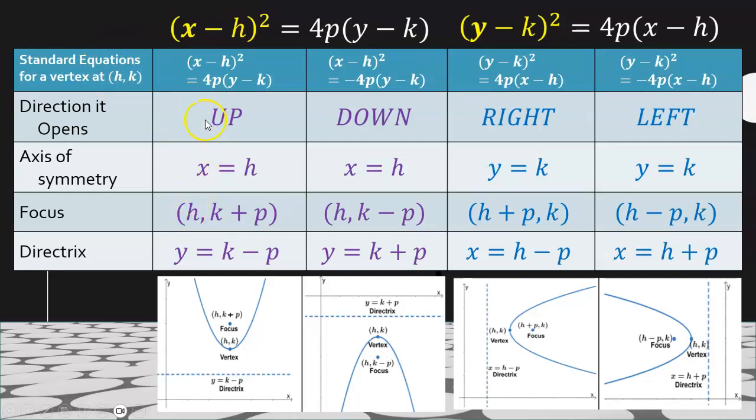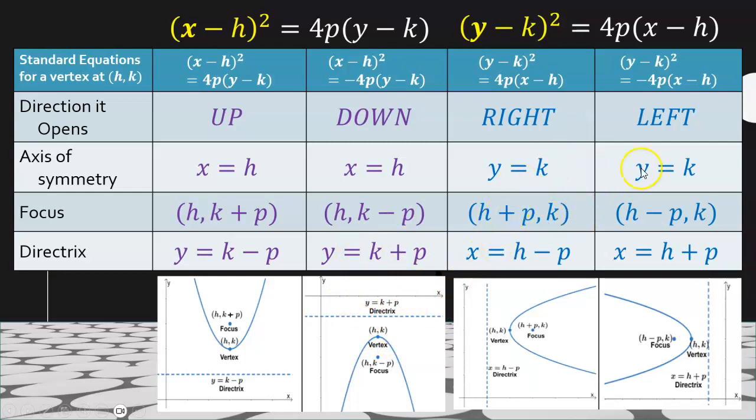So think of it this way: if it's opening upwards or downwards, the h value is going to stay the same because it's opening vertically. So the k value is what's going to change. So what's this p? We got to figure out what p is. We'll talk about that in just a second when we look at an example. But whatever that p value is, k plus p would be our focus, or k minus p if it's opening downwards. The directrix can be below the vertex, so it would be k minus p. Or if it's opening downwards, the directrix is going to be above it, so it would be k plus p.